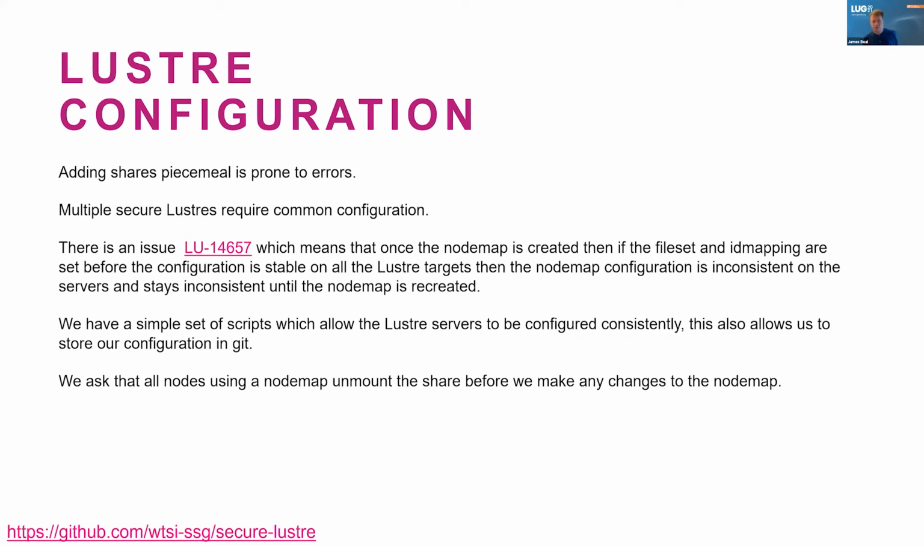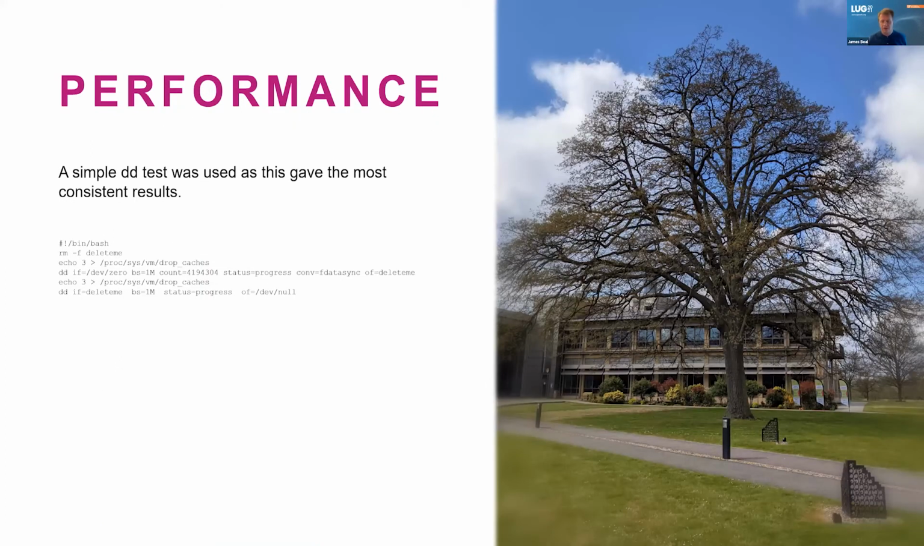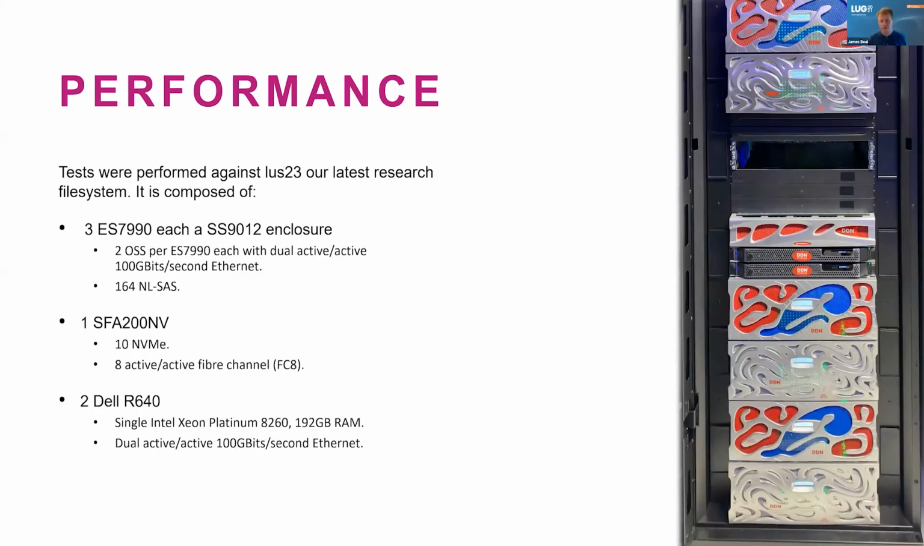This very simple script was used to compare the performance of a number of systems. We did try and use FIO, however, the configuration did not provide us with consistent results. Here we see Lustre 23, our latest research file system, 5.3 petabytes of usable storage, 8 by 100 gigabit link uplinks to our core network, and a nominal 60 gigabytes per second file system performance. Lustre 24 will have the external Dells replaced by SFA 400MV with 24 NVMEs supporting data and metadata.